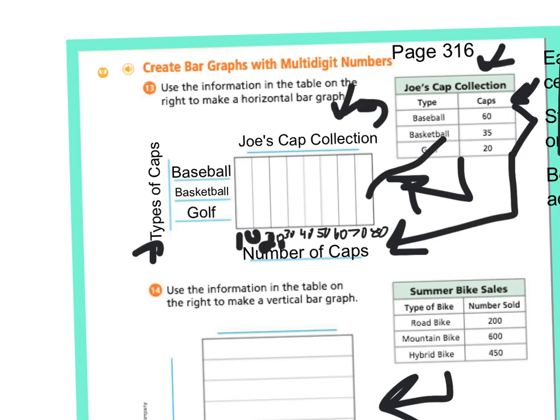So baseball is going to be 60, so I'll make that red. So I'd go all the way over to that 60. Now, last week too, we talked about those 5s, like a 35 would be right in between 30 and 40, so that line would go halfway. So do your best to hit that halfway mark.